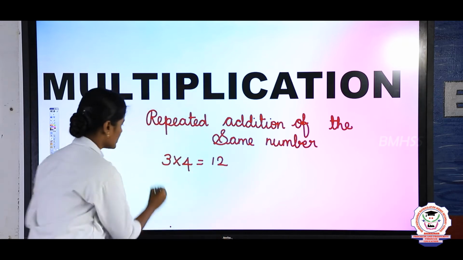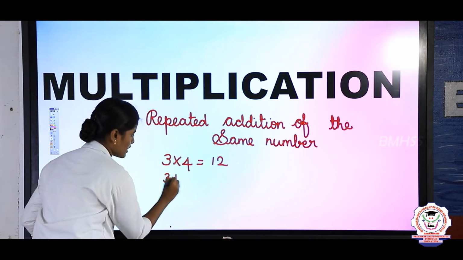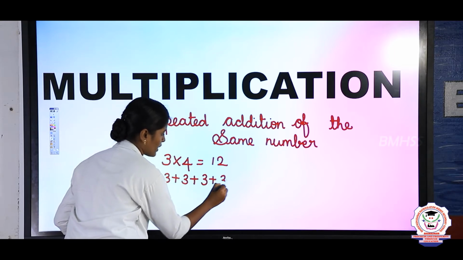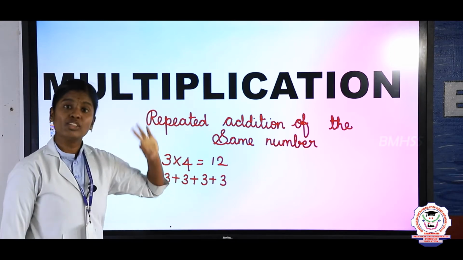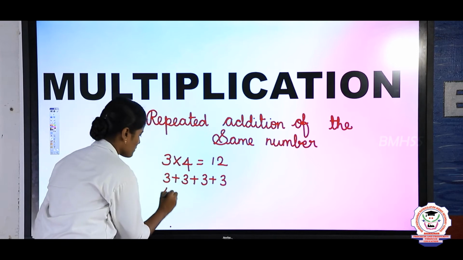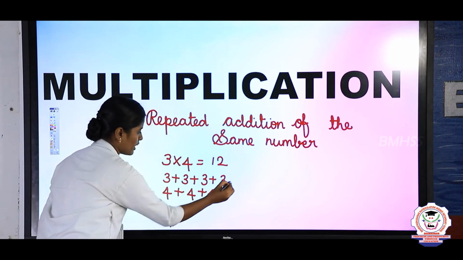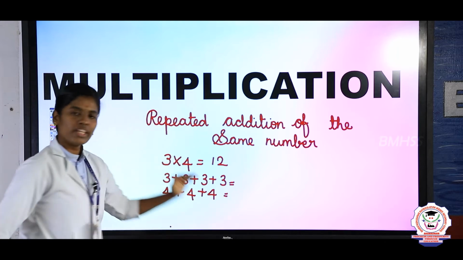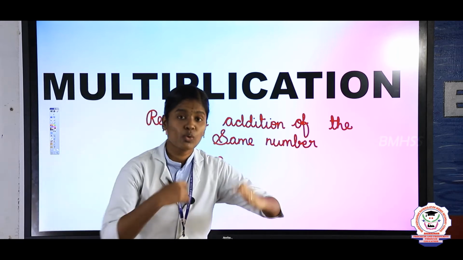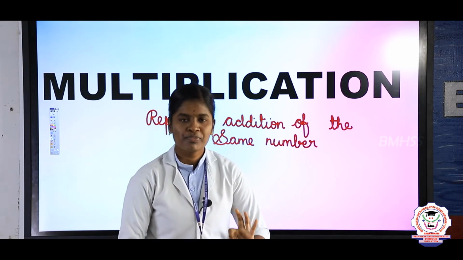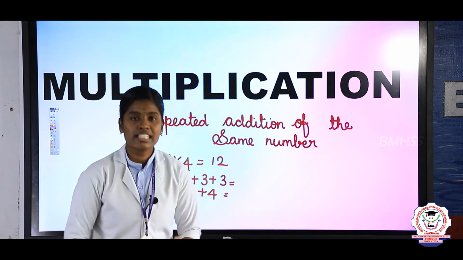Okay. So take 3 and add 4 times: 3 plus 3 plus 3 plus 3, and then take 4 and add 3 times: 4 plus 4 plus 4. Now listen children, take 3 in the mind, 3 in the finger. So what is the answer? Now tell me Nishant, what is the answer? 3 plus 3. Very good. 3 plus 3, the answer is 6.